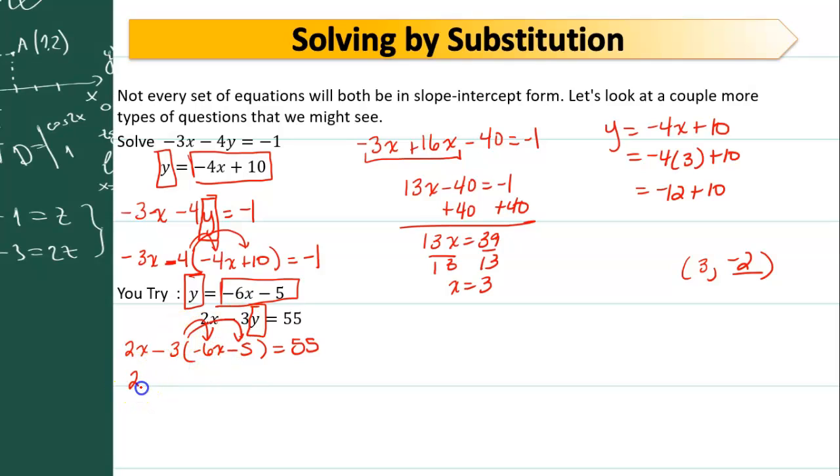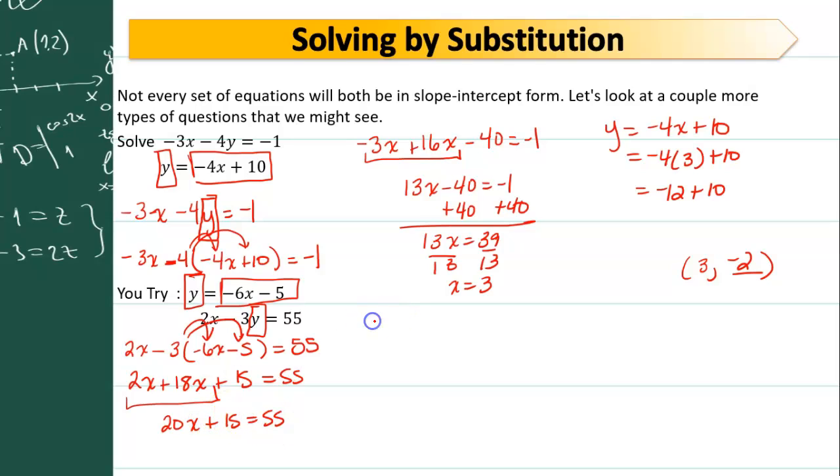So we get 2x, we bring that down. This tells me to distribute. Negative 3 times negative 6 is positive 18 with the x. Negative 3 times negative 5 is positive 15, and that equals 55. We combine our like terms. They're on the same side. 2x and 18x make 20x, plus 15 equals 55.